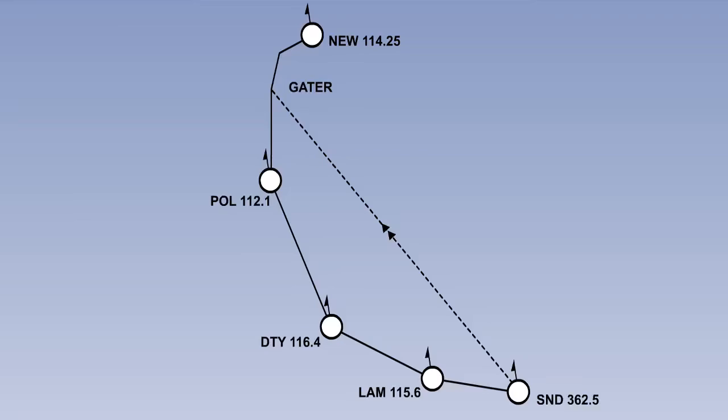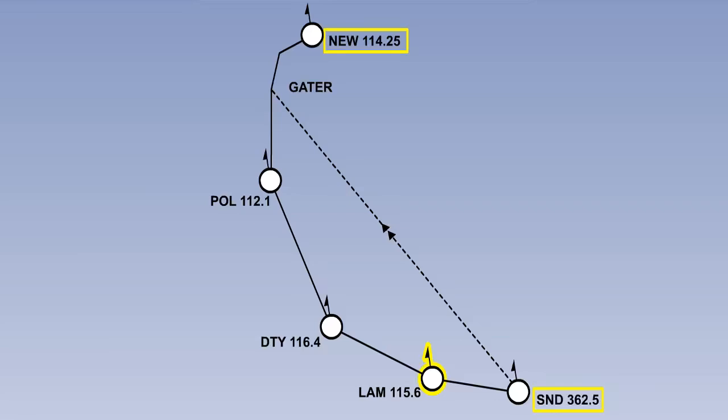A simple RNAV system uses rho theta, that is, range and bearing, to define position, which is derived from VOR and DME stations. The pilot defines waypoints along the route to be flown as range and bearing from suitably located VOR DME. Here, we see that a pilot wishes to fly from Southend, Sierra November Delta, to Newcastle, November Echo Whiskey.